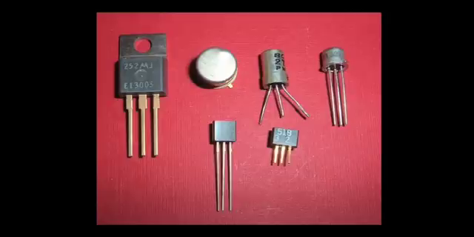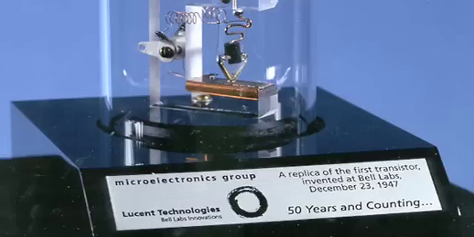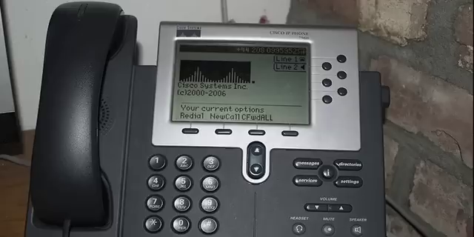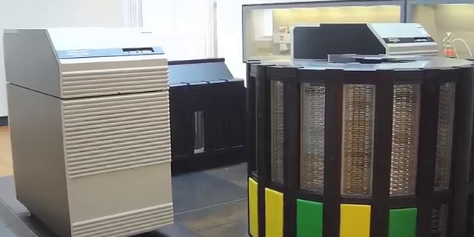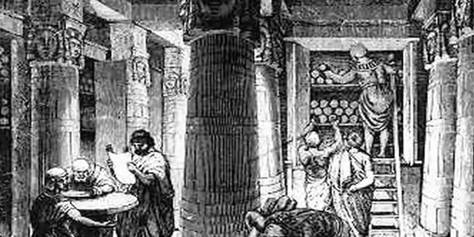A transistor is a semiconductor device commonly used to amplify or switch electronic signals. They were invented at Bell Labs in 1947. It is fundamental in radio, telephone, and computers. Some people say that it is one of the most important technological breakthroughs in human history.